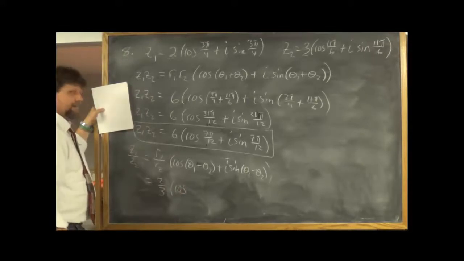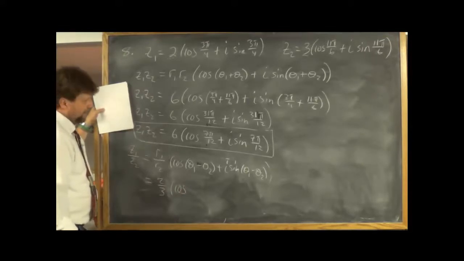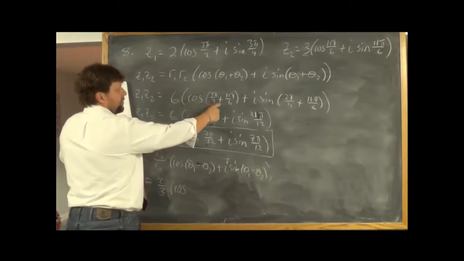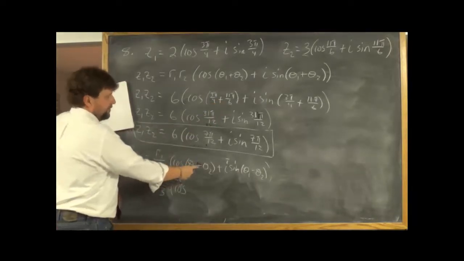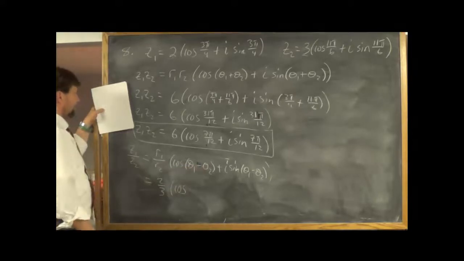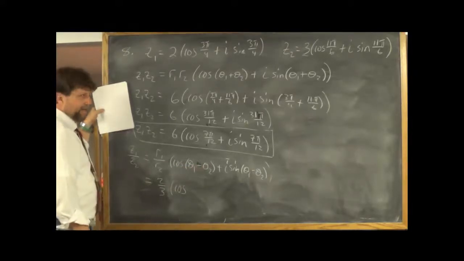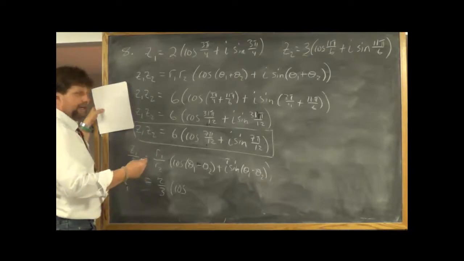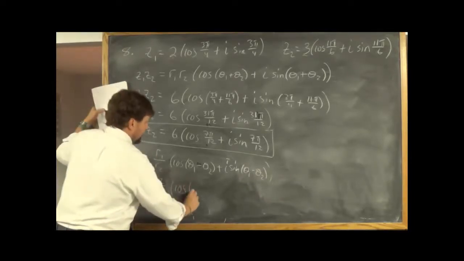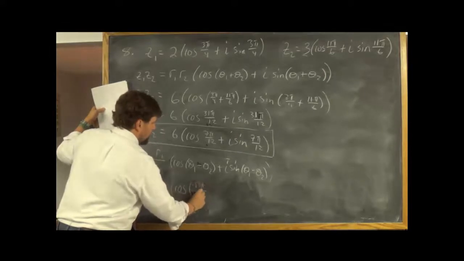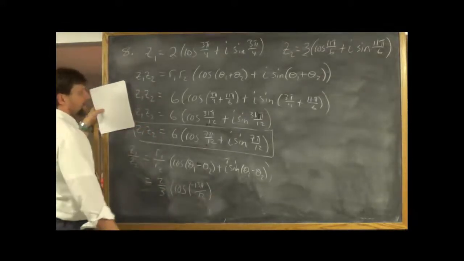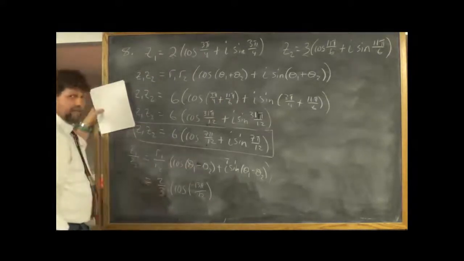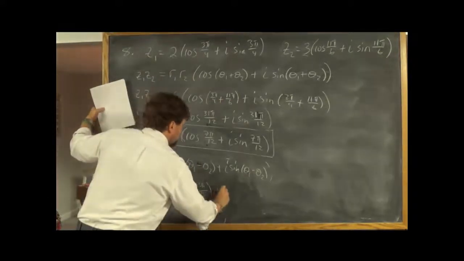cosine. And I'm kind of running out of room here, so I'm going to talk and skip a step. Instead of 3 pi over 4 plus, it's going to be 3 pi over 4 minus 11 pi over 6. Common denominator. So if you do 3 pi over 4 minus 11 pi over 6, you're going to get negative 13 pi over 12.